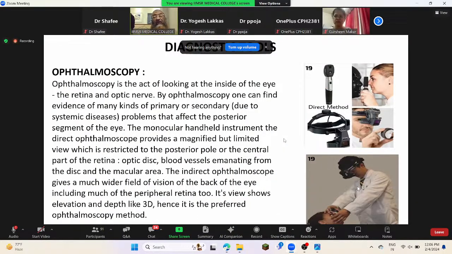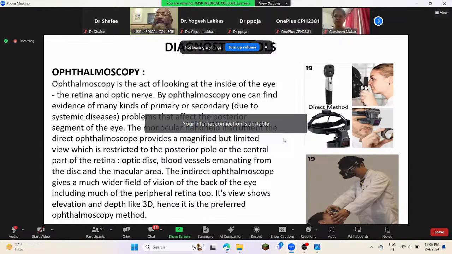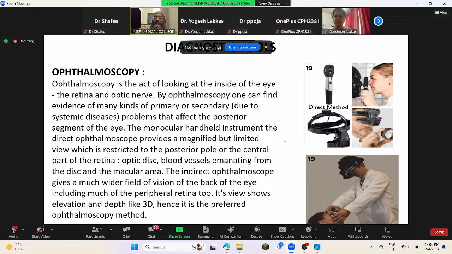Diagnostic tools, I won't like to go much into detail about this. There are 2 methods, the direct method, direct ophthalmoscopy, and indirect ophthalmoscopy. Indirect is the preferred method compared to the first one because direct gives a very limited view, that is only of the posterior pole, while indirect ophthalmoscopy gives you a wider view even of the peripheral retina.